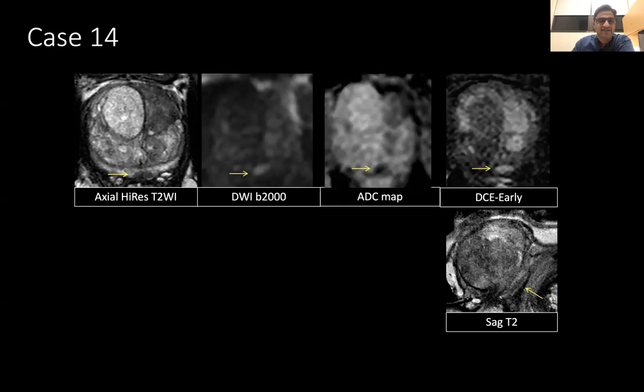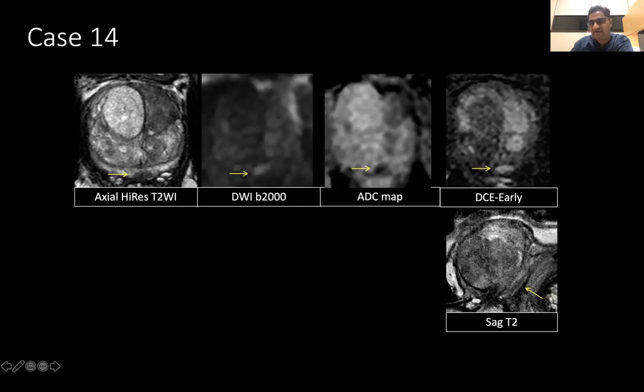And another patient with posterior midline abnormality, and we see some diffusion restriction, marked restricted diffusion on the DWI and the ADC. And there's early enhancement as well. So is it just simply central zone, or is it really abnormal? But as we look at the sagittal images, we can see that it is not, it's much, much inferior. It's inferior to the level of the verumontanum.